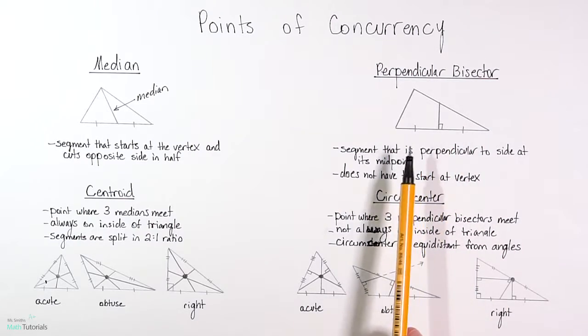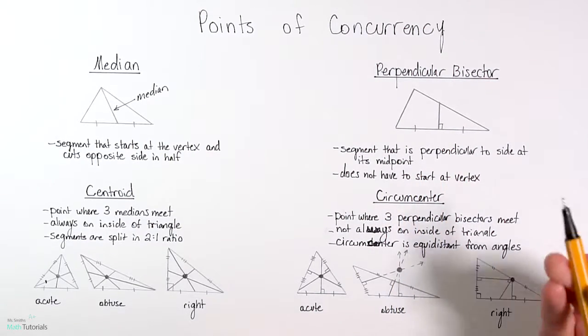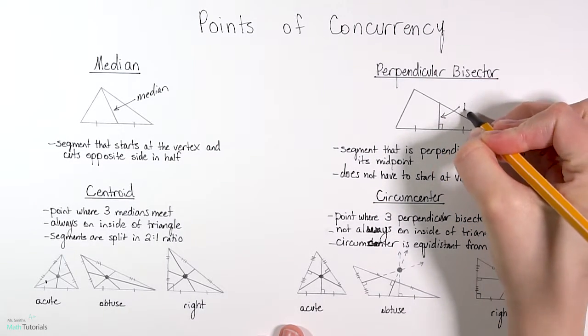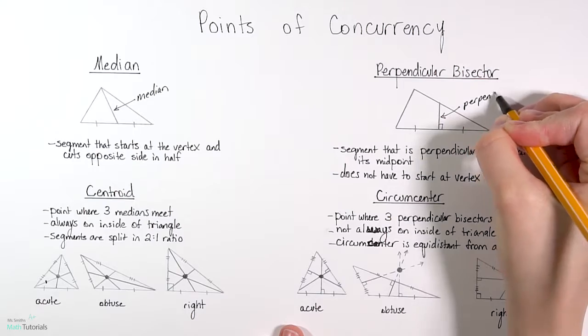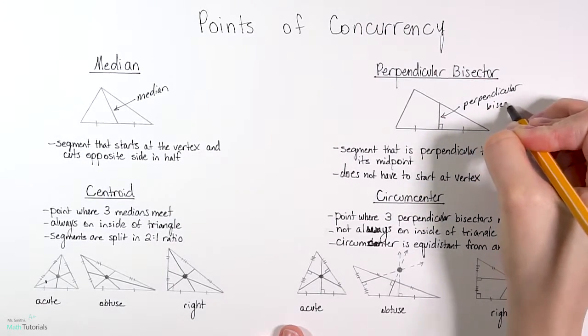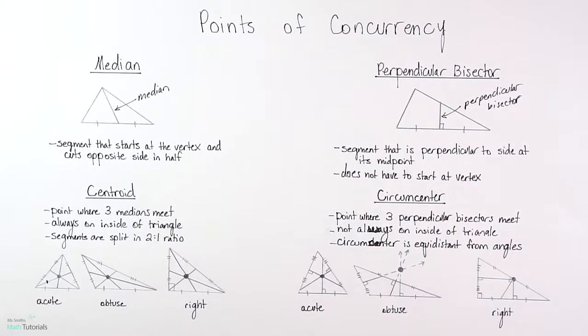The key word really is in the name itself. So it's perpendicular, it creates a 90-degree angle, and a bisector means it's cutting something in two. In this case, it is the side that it's cutting into equal parts. So the clues really are in the name with that one.